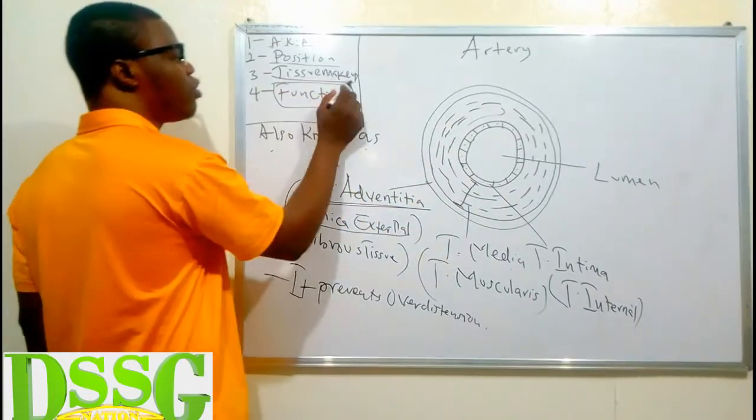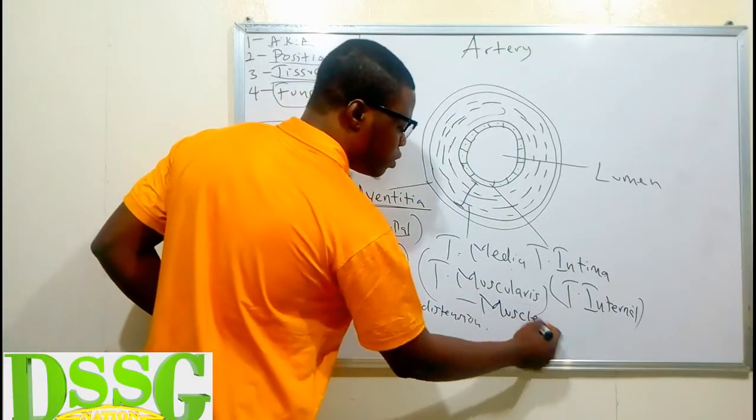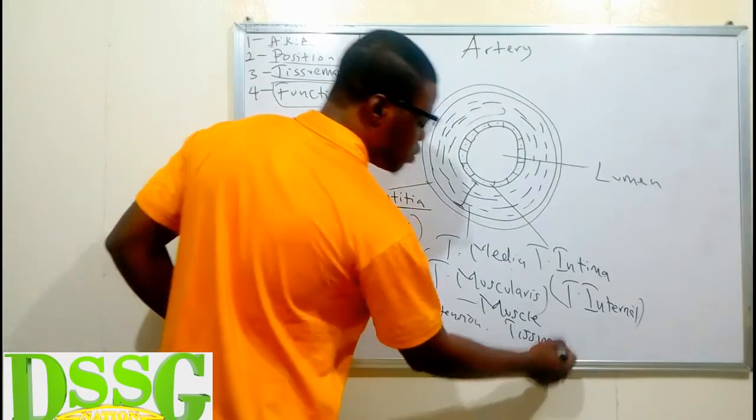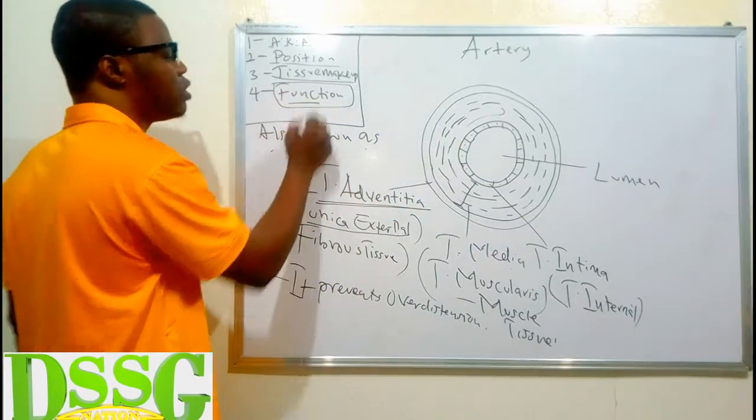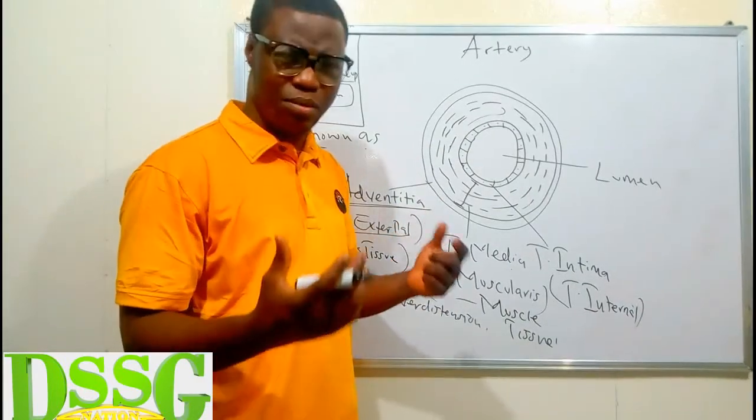The tissue makeup now, it is made up of muscle tissue. And lastly, what is the function? The function is to control the diameter of the blood vessel. What is the meaning of that?